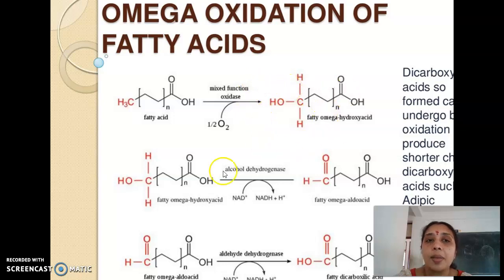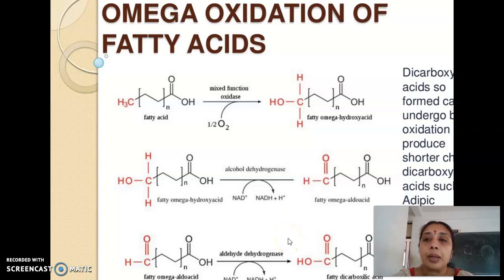So omega hydroxylase comes, hydroxylates the omega carbon atom to alcohol, and this is further converted by alcohol dehydrogenase, resulting in the formation of aldehyde. This aldehyde is now converted into acid by aldehyde dehydrogenase. So in each reaction, NADH plus H plus will be obtained. Clear? So this is how the reaction is happening.